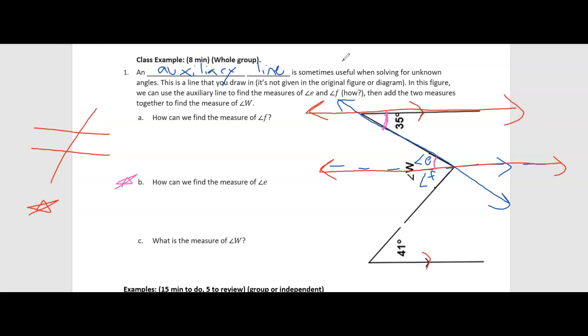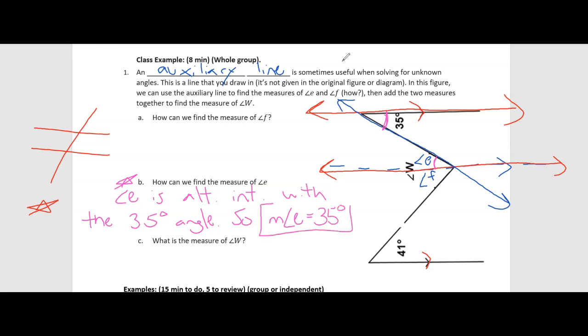Well, angle E is alternate interior with the 35-degree angle. So the measurement of angle E equals 35 degrees because alternate interior angles have to be congruent. Okay, so we found part of angle W. We know that top part is 35 degrees. Now let's focus on the bottom section.